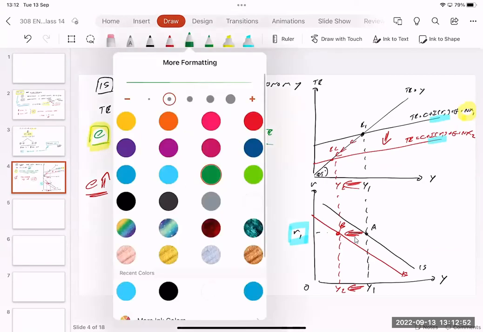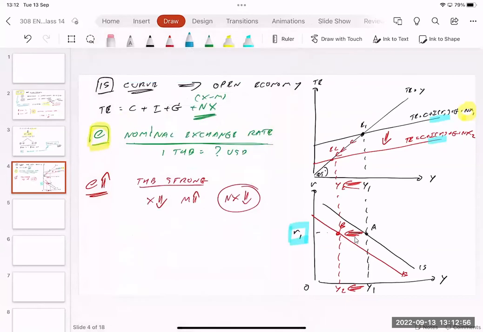Now I change to the blue color to do the opposite case. If the nominal exchange rate goes down, this means that 1 baht can get less US dollar. So it means this is a case of the Thai baht becoming weak. When the Thai baht becomes weak, what does it mean?